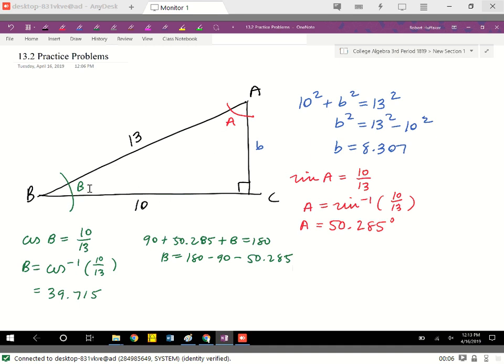Whereas for B, 10 is the adjacent. It's the one that's next to B. So I have adjacent and hypotenuse. That's CAH. I'm going to use cosine.